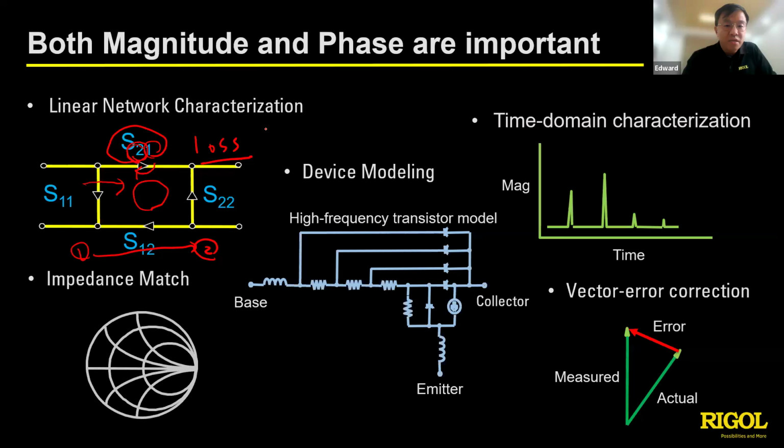Because the transmitted signals divided by the input signals gives us the transmission coefficient, so we can get the loss information here. Yeah, okay. So it is equivalent to a 2 by 2 matrix.